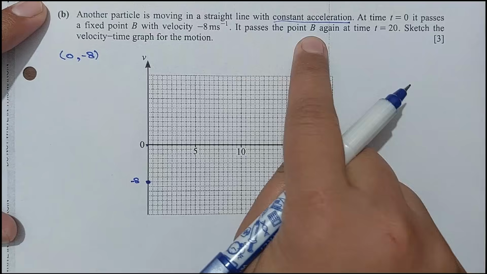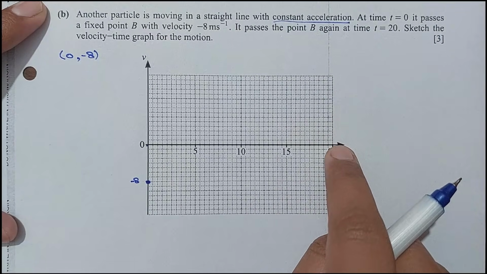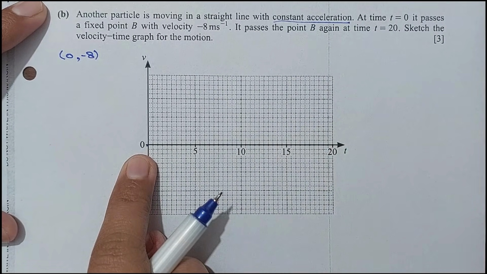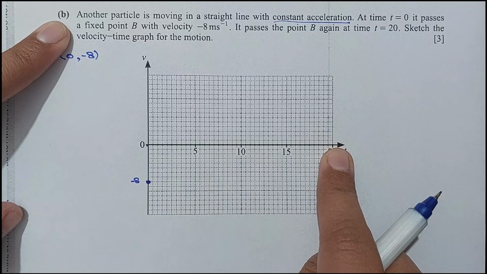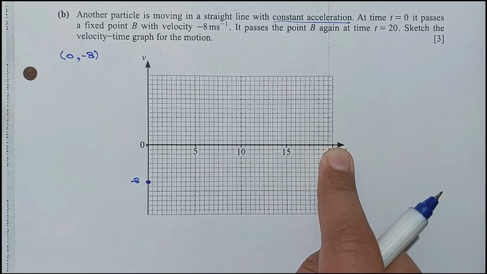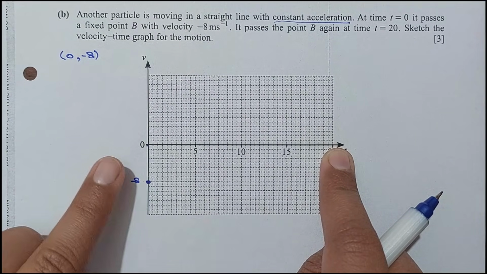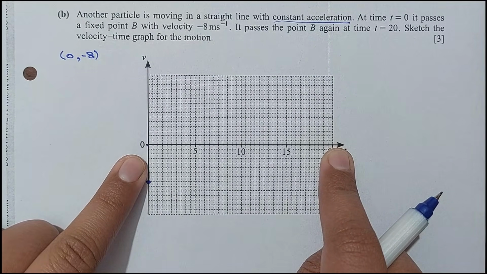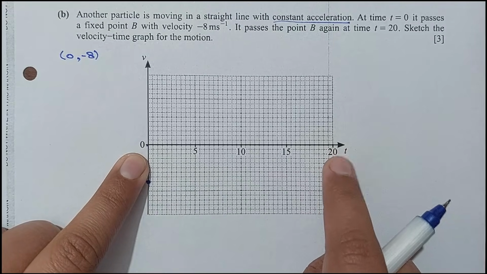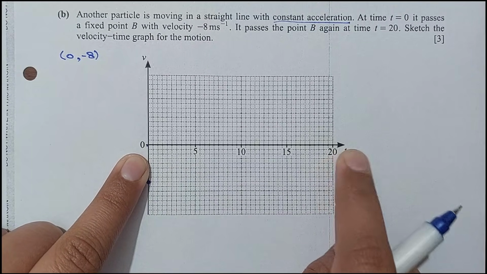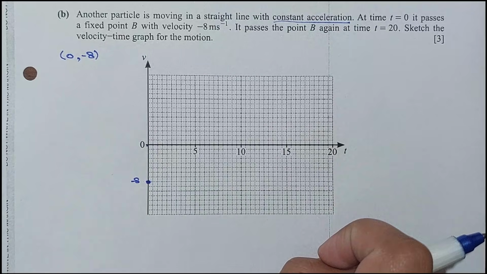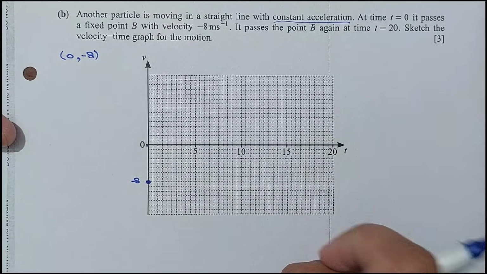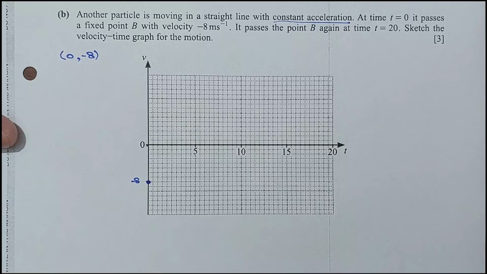It passes point B again at t equals to 20. When t equals to 0, it passes through point B, and at t equals to 20, it again passes point B. The same thing. The particle passes through the fixed point B at t equals to 0, and returns to that fixed point B at t equals to 20. What does this mean? The displacement is equal to 0. So when the displacement is 0, we have to sketch the velocity time graph.